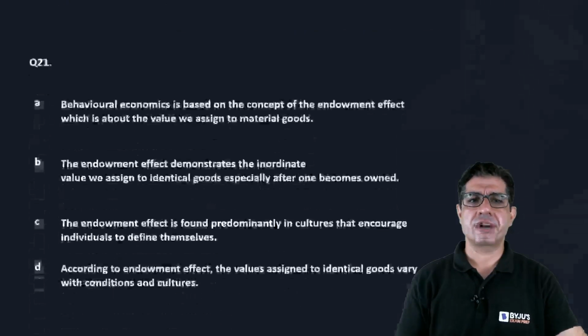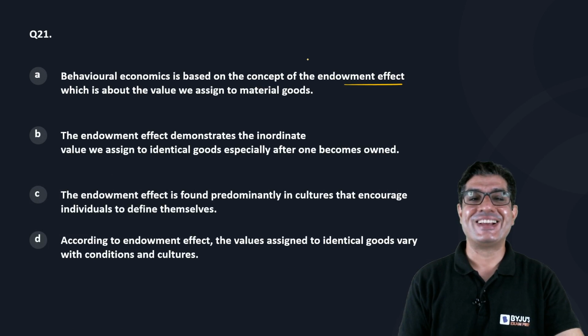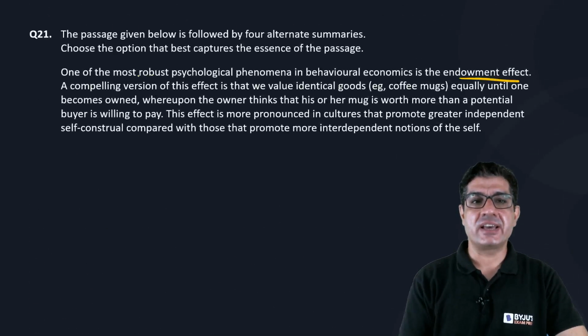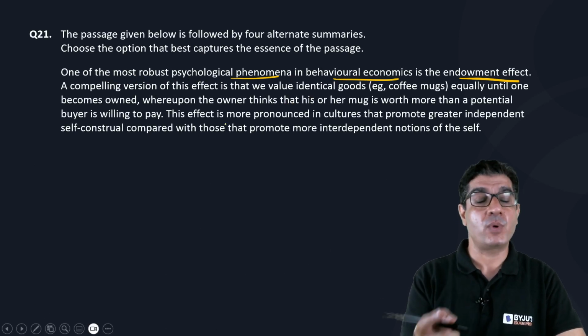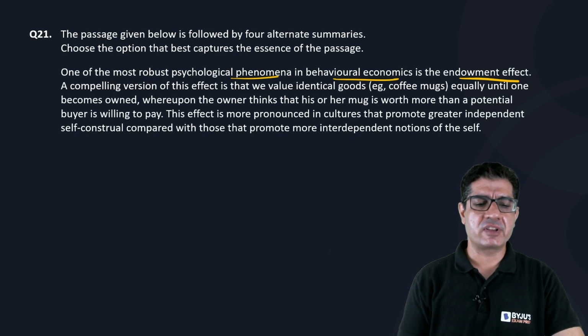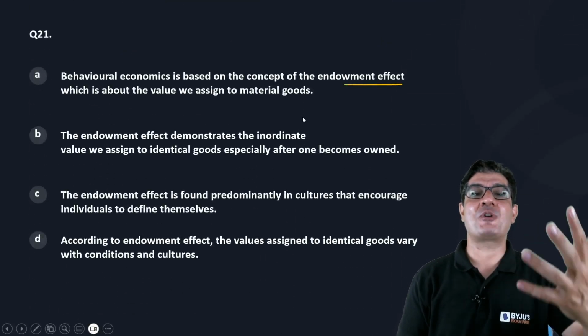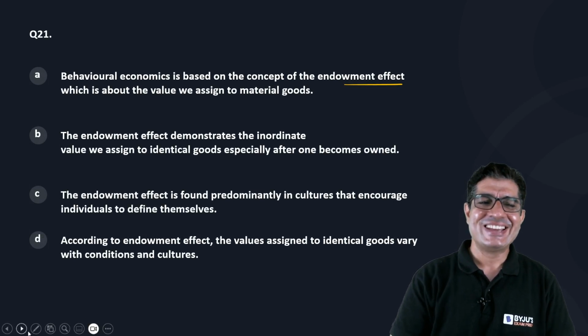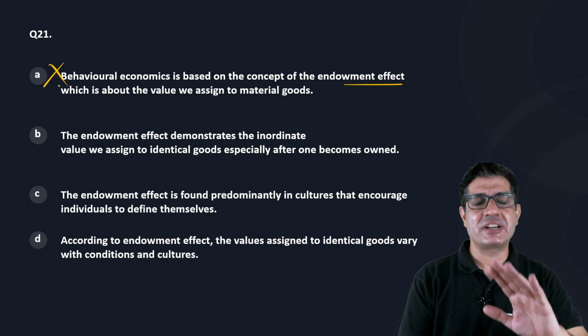So if I look at the options now, A says behavioral economics is based on the concept of the endowment effect. Not at all. Look at the paragraph. It says one of the most robust psychological phenomena in behavioral economics is this. So it is a phenomena, one of the phenomena of behavioral economics. It is not something that acts as the basis for behavioral economics. So A is so distorted that we can rule it out here itself.